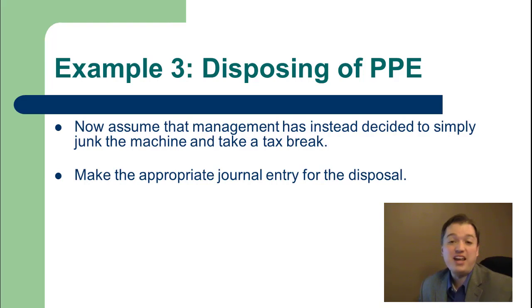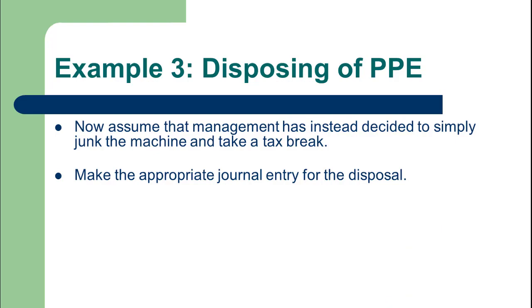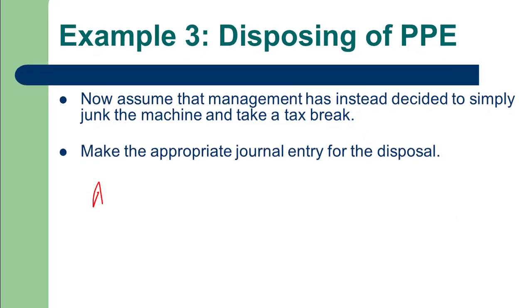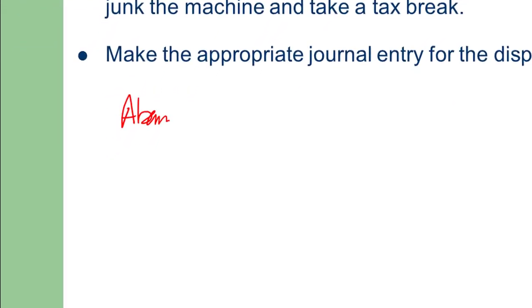And that happens quite a bit. If I can't get a good sales price, if they were only offering me $100,000 and I can junk it and get a 30% tax bump or tax savings, I may actually be better off junking it and taking the tax break than I would be selling it. So sometimes for tax purposes, this is worth it. So this is an abandonment.